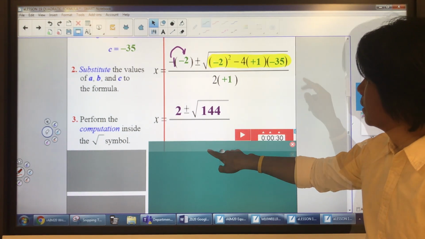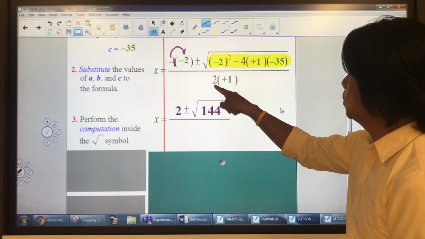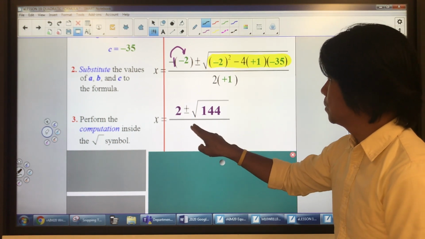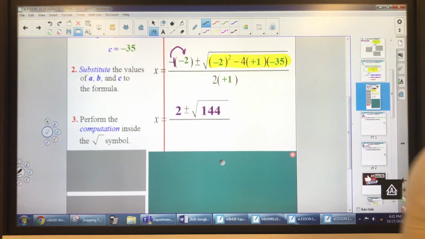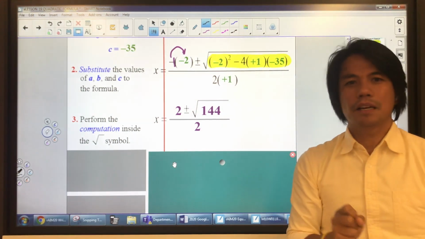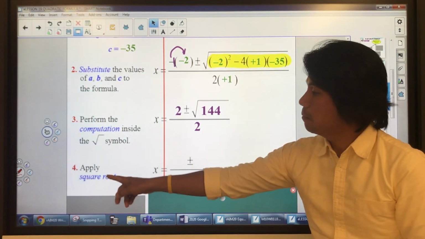And the denominator says 2 times positive 1. It's not 2 plus 1, okay? So 2 times positive 1, that's positive 2. Clear so far? Now step 4.